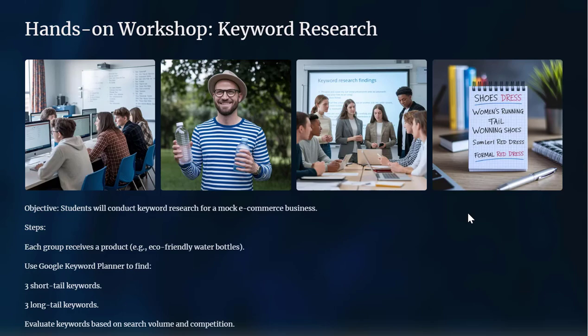Right? The objective here is you students will conduct a keyword research for the e-commerce business, right? And the steps that you can conduct in the group, right? Group to pick a product and use Google Keyword Planner to find 3 short tail keywords, and also use Google Keyword Planner to find 3 long tail keywords. Evaluate keywords based on search volume and competition, right?